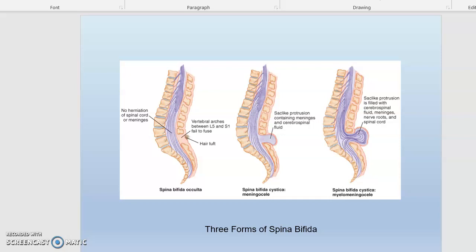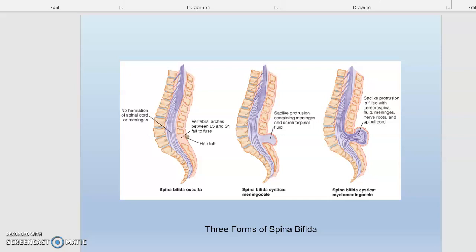This diagram that you see on page 1285 in your textbook shows some of the different variations between the different types of spina bifida. On the left, spina bifida occulta shows no herniation of spinal cord or meninges, and it does have that hair tuft.